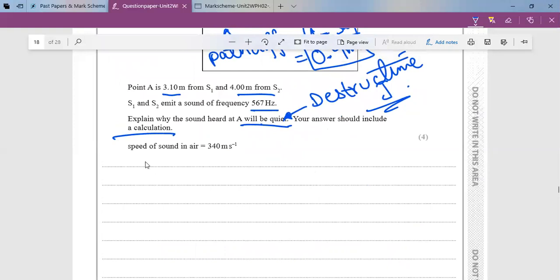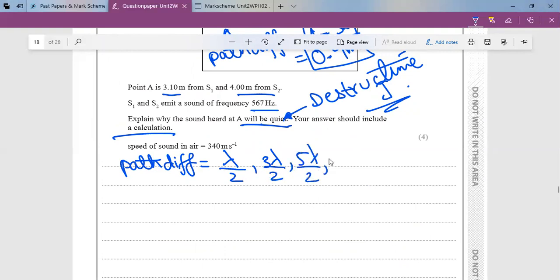Definitely you can. Now see, if you remember your theory, when the path difference is equal to lambda by 2, or 3 lambda by 2, or 5 lambda by 2, or 7 lambda by 2 and so on, in that case only, destructive interference would occur. Do you remember this from your theory? If not, this is actually the condition.